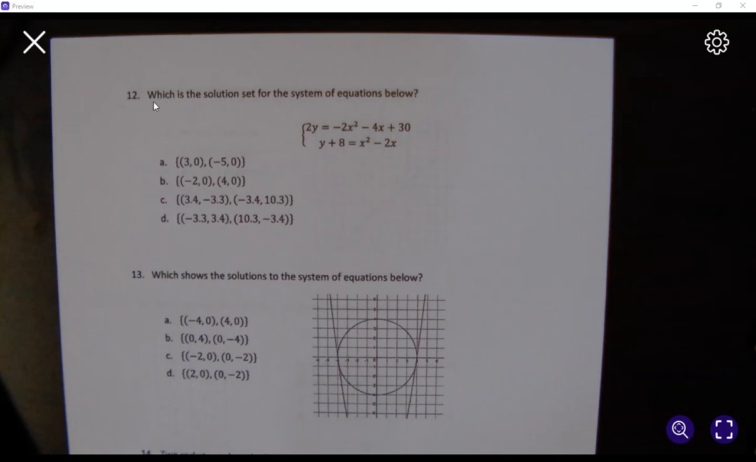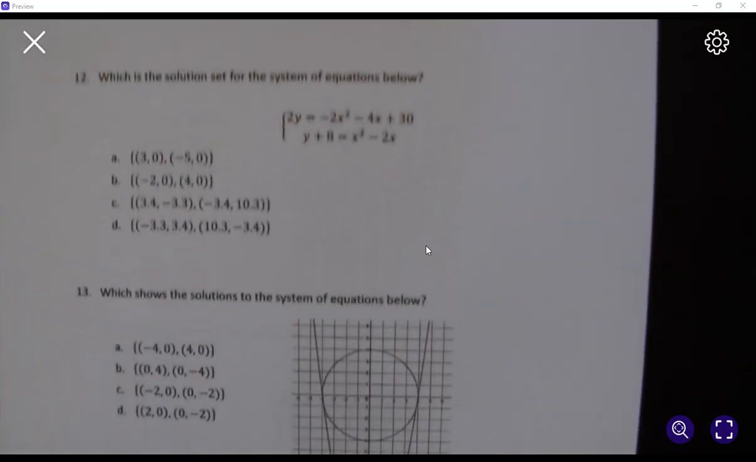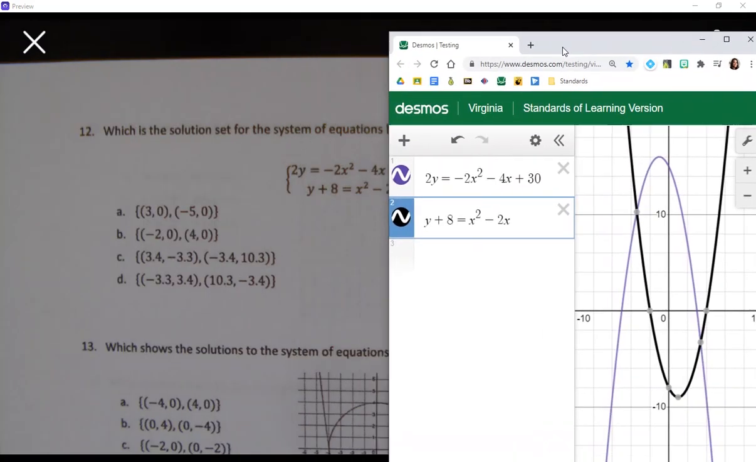Okay, so problem number 12, it says, which is the solution set for the system of equations below? So whenever you have a system of equations, you know your solutions are going to be where these two graphs cross each other. So we're going to go ahead and graph this in Desmos, and I've already graphed it for you here.